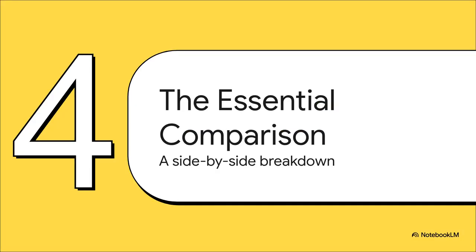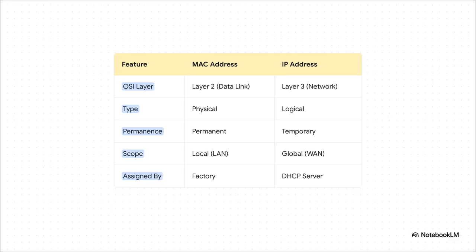Okay, so we've seen them in action. Now let's put everything we've talked about side by side just to make the differences totally crystal clear. You can really see the stark contrast here. The MAC address is physical, it's permanent, and it operates locally at what's called layer 2 of the network stack. Meanwhile, the IP address is logical, it's temporary, and it's designed for global communication at layer 3. One is burned into the hardware at the factory, the other is just loaned out to you by your router every time you connect.